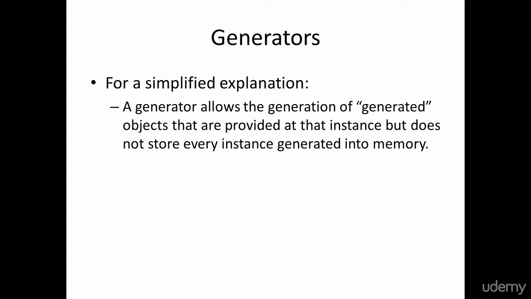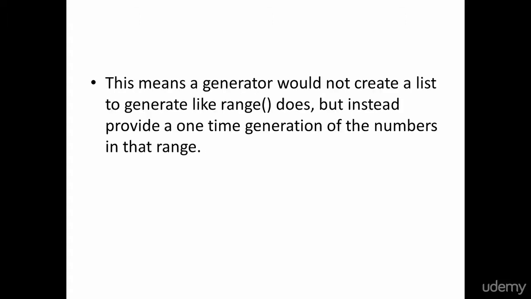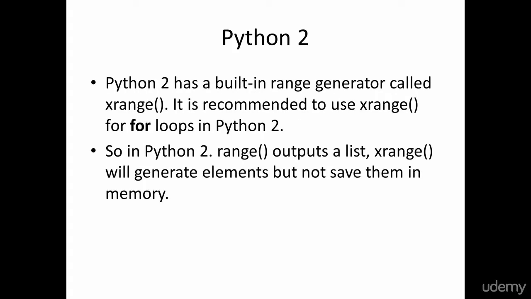So for instance, if you wanted to get all the numbers from 0 to a billion, use them once, and then toss them aside, that's where a generator could come into play. You wouldn't have to save those billion numbers in a list. So like I was saying, a generator is not going to create a list like range does, but instead provide a one-time generation of all the numbers in that range.